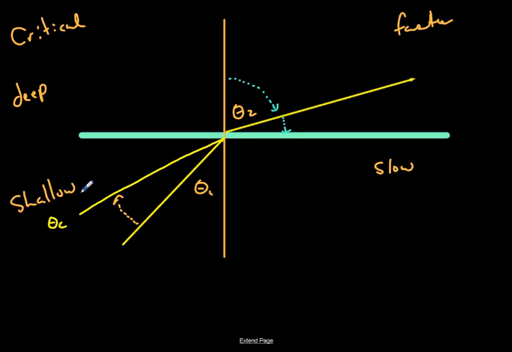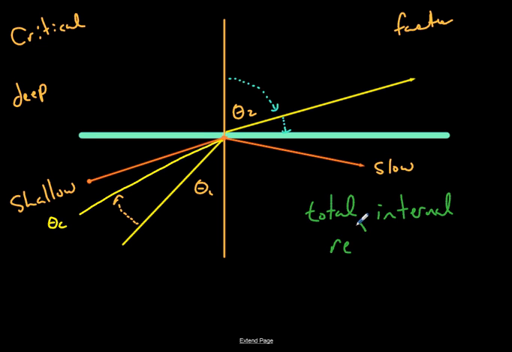Any angle larger than the critical angle will cause the waves to essentially bounce off the surface and reflect back inside the medium. Okay, so once this refracted angle gets larger than 90, you have reflection back into the medium. And when that happens, we call this total internal reflection.